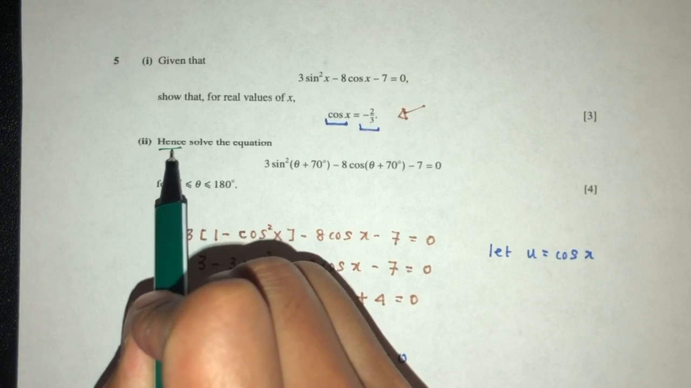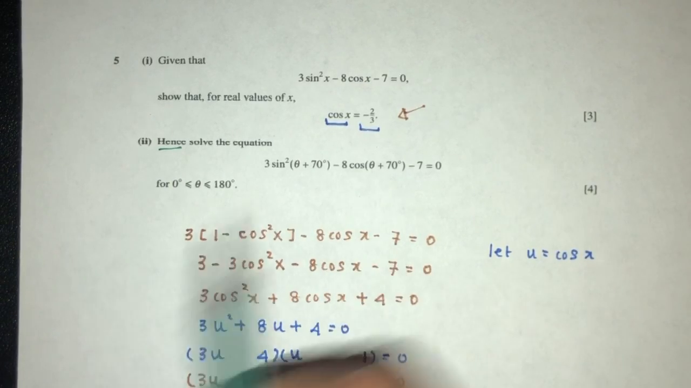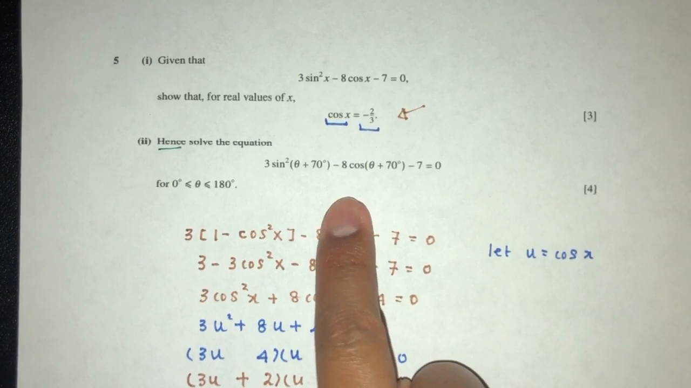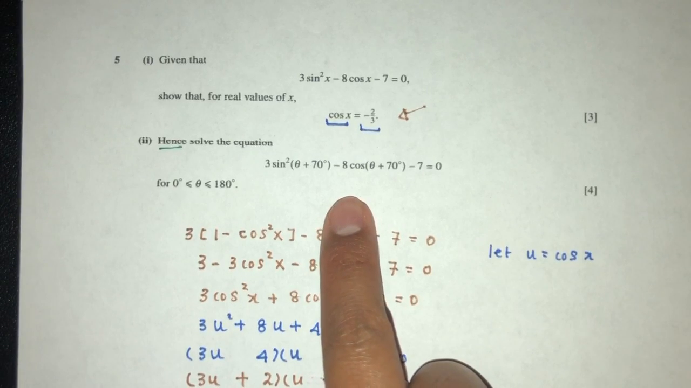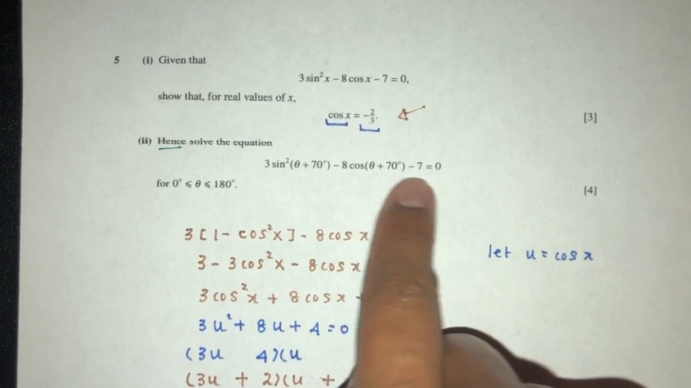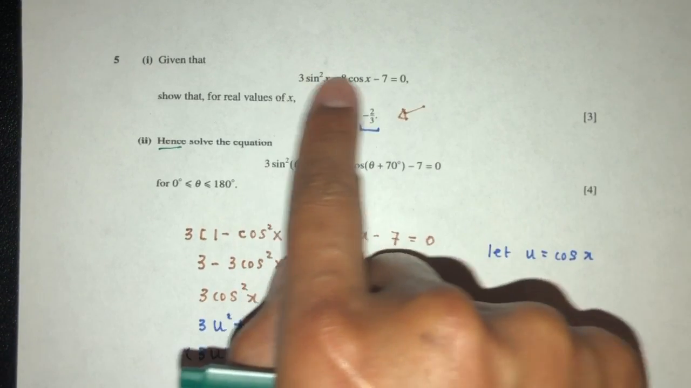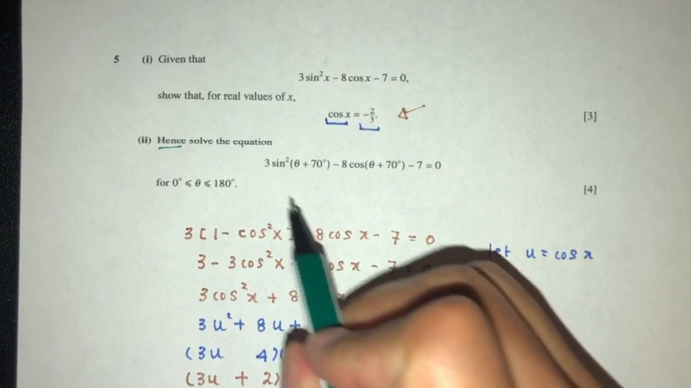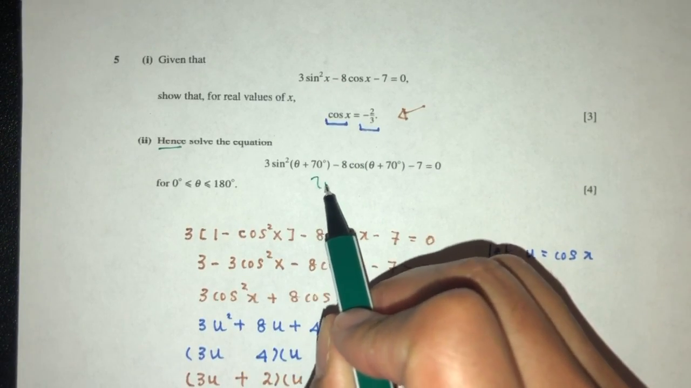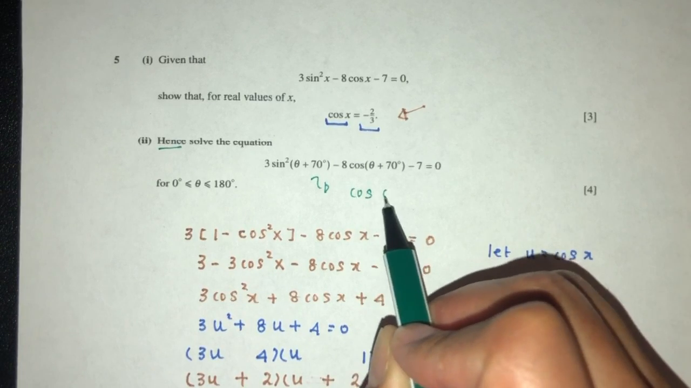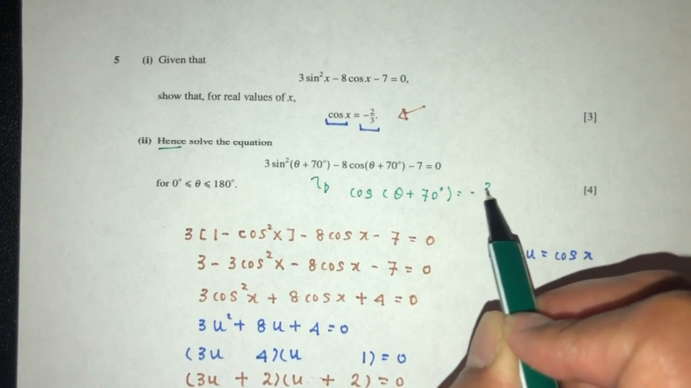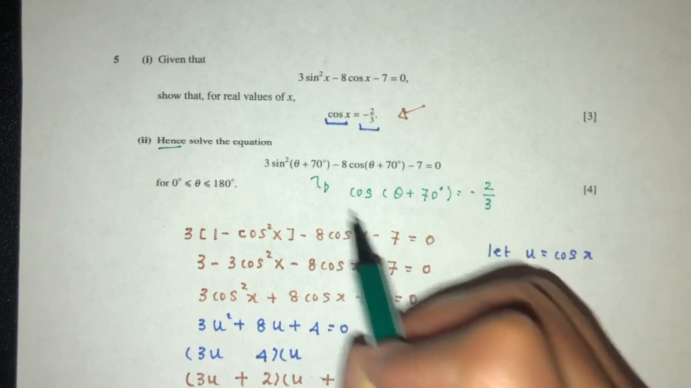Now for part 3, hence solve this equation, this one. Now hence means using the value on top, using that to solve this. Now by comparison, you can see this is almost the same equation as this one. The only difference is the angle here is this and this is x. So which means if you were to simplify this, in the end you will end up with cos of theta plus 70 is equal to minus 2 over 3. So here we have to solve this one.